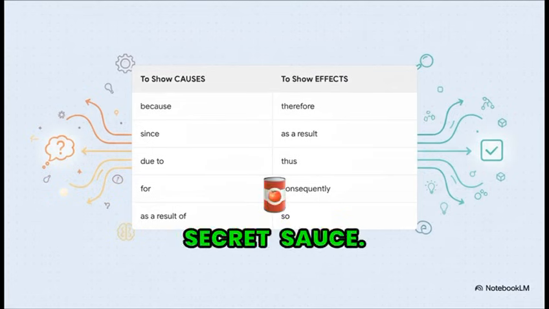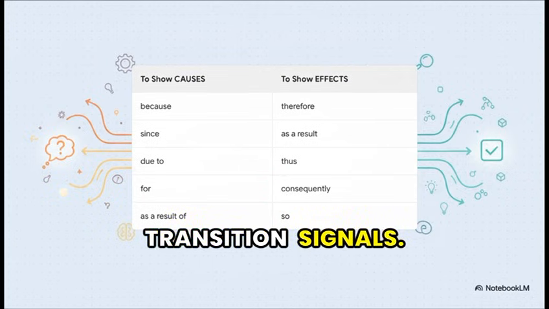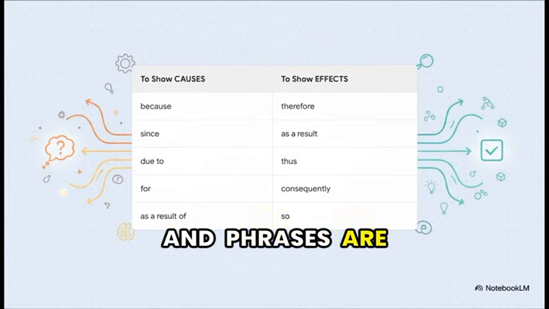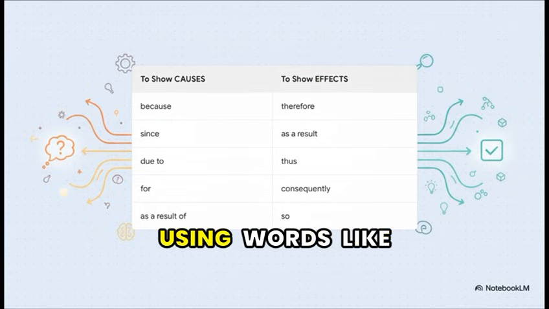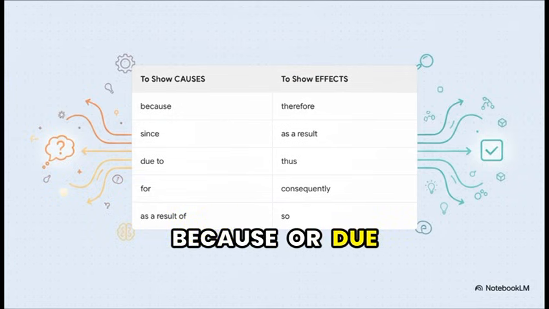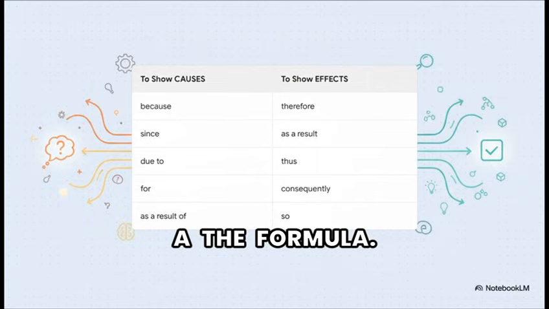Oh, and here's the secret sauce. Transition signals. These little words and phrases are like the glue that connects all your ideas. Using words like because or due to clearly flags a cause, while words like therefore and as a result scream effect. They make your writing incredibly smooth and easy to follow.